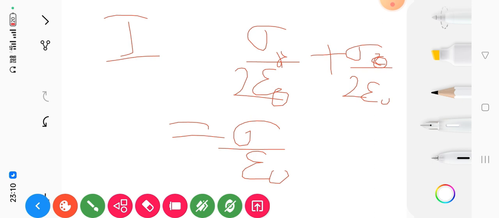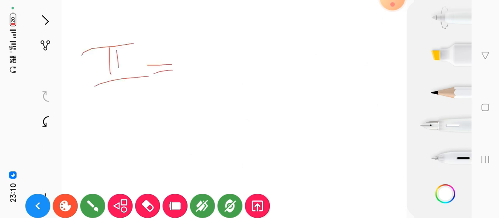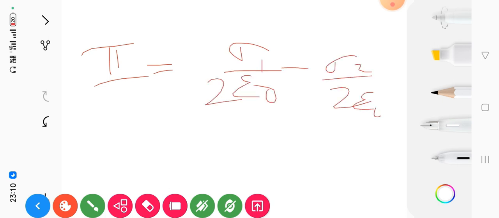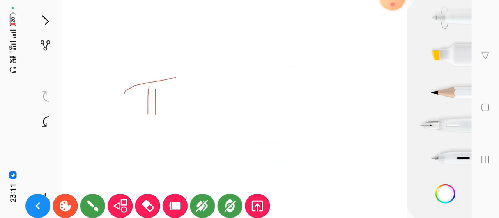For the second region, we have to do subtraction, so sigma 1 upon 2 epsilon naught minus sigma 2 upon 2 epsilon naught. Here I am assuming that sigma 1 is greater than sigma 2. And what if the two surface charge densities are equal? Then they will be equal, and this will be 0. And the third region is again very easy. For the special case, it will be sigma upon epsilon naught.